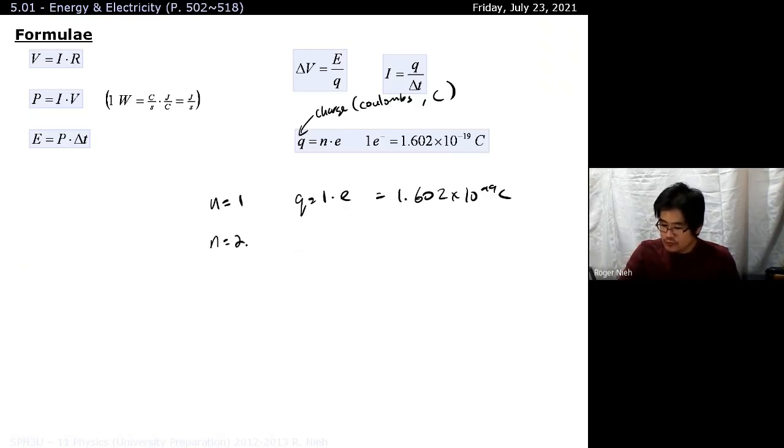If n is equal to 2, if you have 2 electrons, then the charge is equal to 2 times e, which is equal to 3.204 times 10 to the negative 19 coulombs. So I hope that that answers your question.